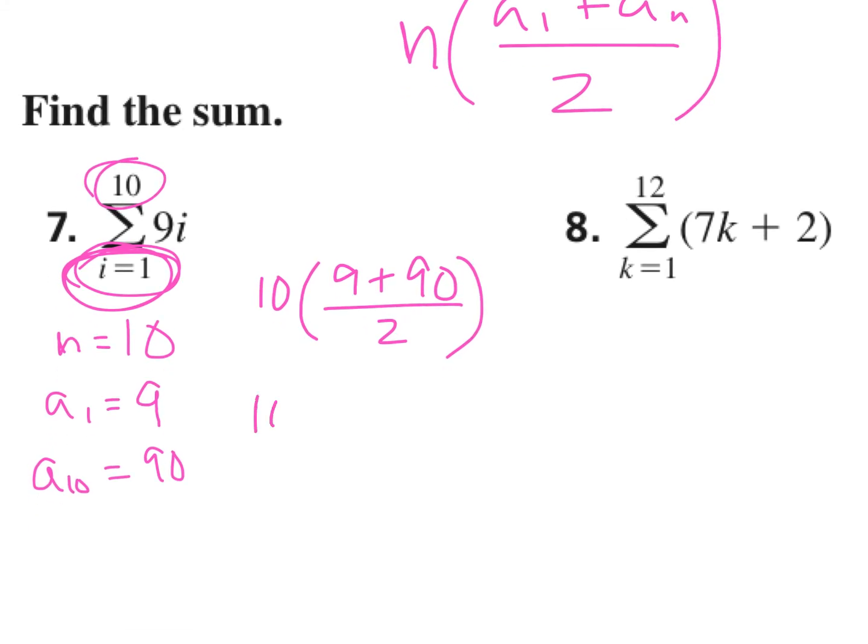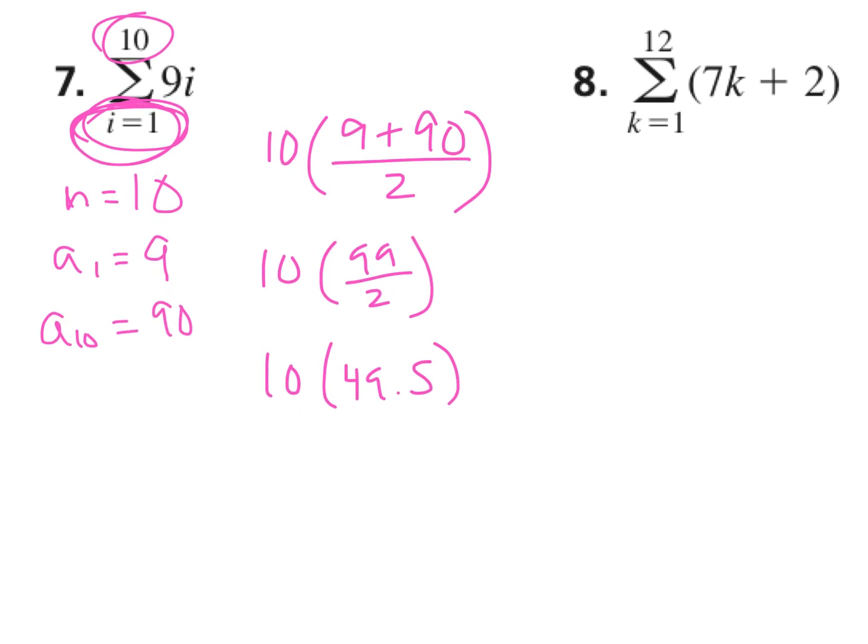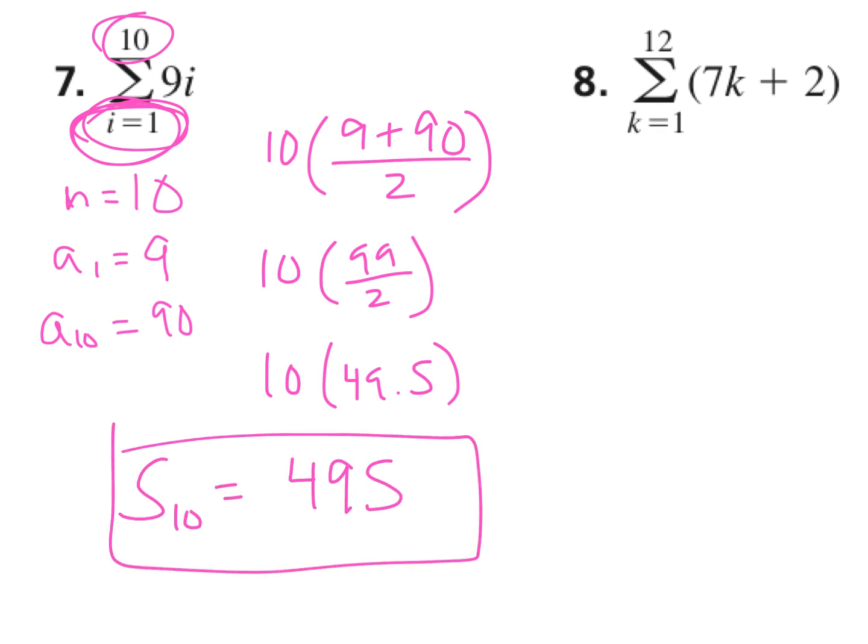Got to follow our order of operations. 9 plus 90 is 99. So 99 divided by 2 would be 50.5. No, 49.5. Yeah, 49.5. And 49.5 times 10? 495. So our sum of our 10 numbers here, so S sub 10, is equal to 495.